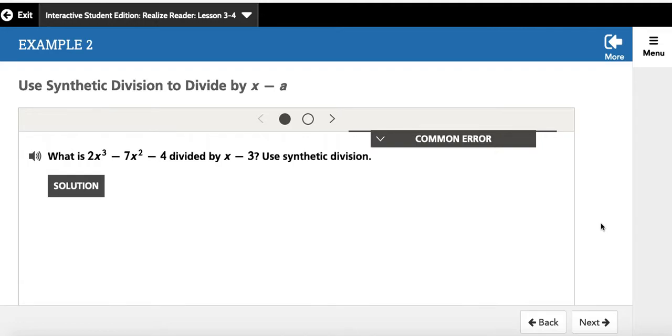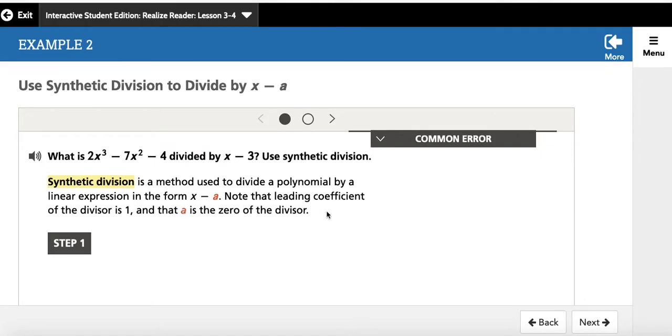Okay, Algebra 2 students, this is a video for example 2 for section 3.4. We're going to use synthetic division to divide by x minus a. So here we have a polynomial, 2x cubed minus 7x squared minus 4, and we're going to divide it by x minus 3. We're going to use synthetic division.